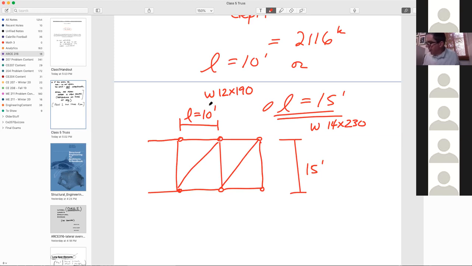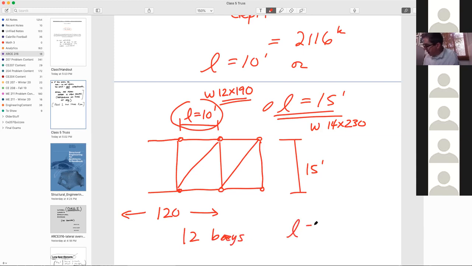And so here's some of the trade-off. If you used an L of 10 feet, you could use smaller members, but you'd have more diagonals. We've got something that is 120 feet in total length. So you'd either have 12 bays, or if you used an L of 15 feet, you would have only 8 bays.